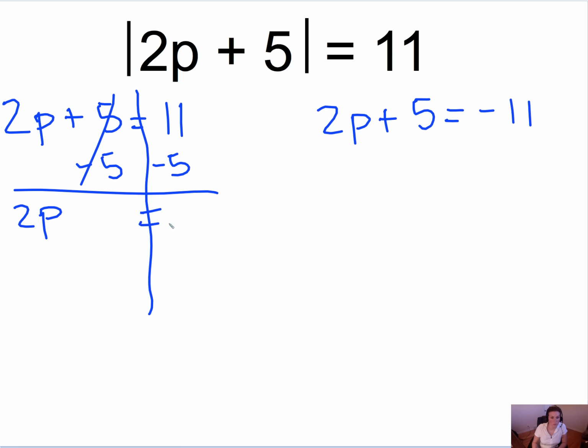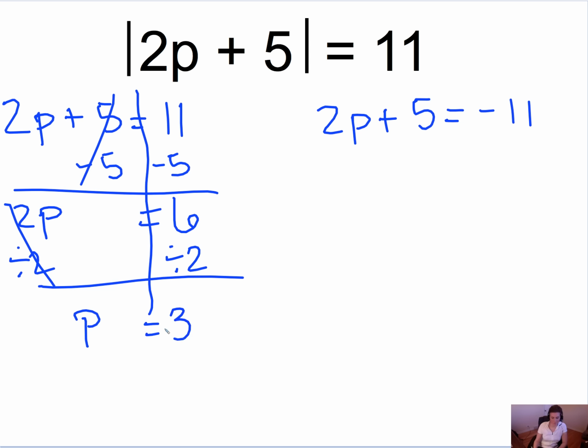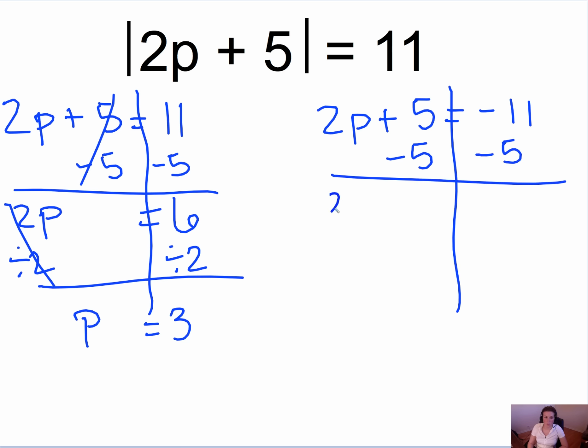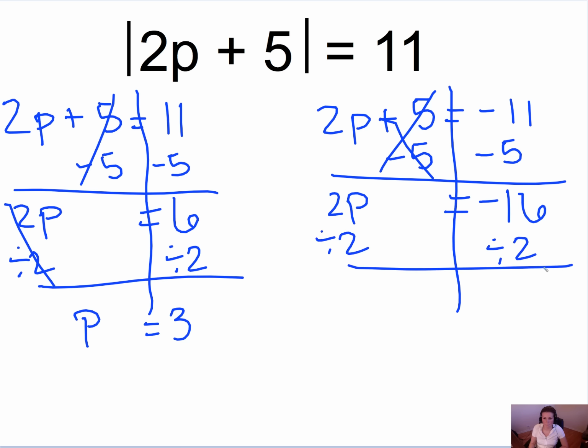These cancel, so we have 2p equals 6, and then we need to divide by 2. So we get p equals 3. Now we have to solve the other equation. So separate the two sides, undo addition with subtraction. Bring down the 2p, these cancel, and then negative 11 minus 5 is negative 16. Divide by 2 again, and we get p equals negative 8.